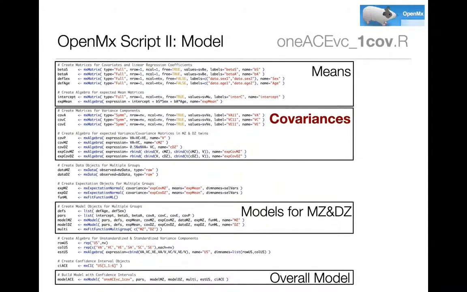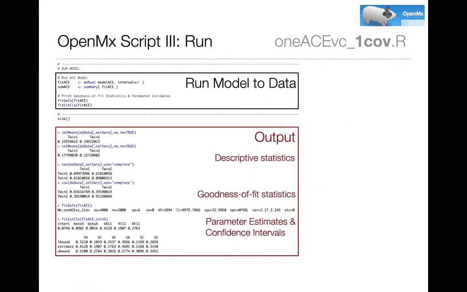Here in this session, we will focus primarily on the code and the matrices used to generate the expected covariances, because that's where the model is being defined. We, of course, then have code to run it, and a typical output will include some descriptive statistics, the goodness of fit statistics of how well the model fits the data, and then the parameter estimates and their confidence intervals.